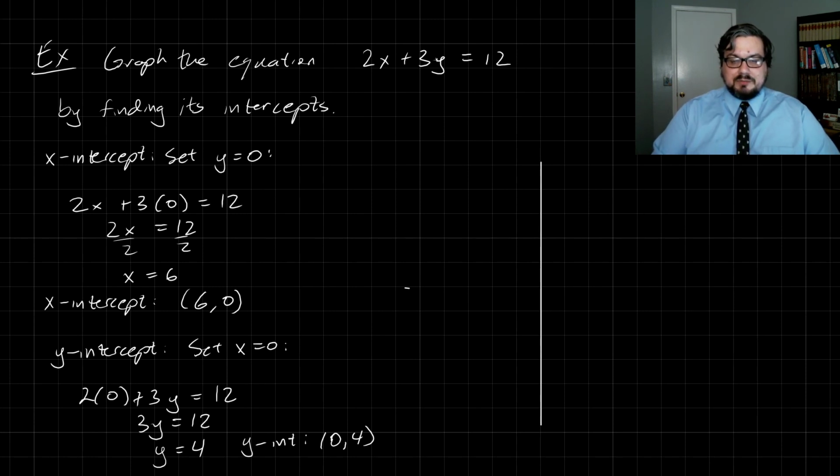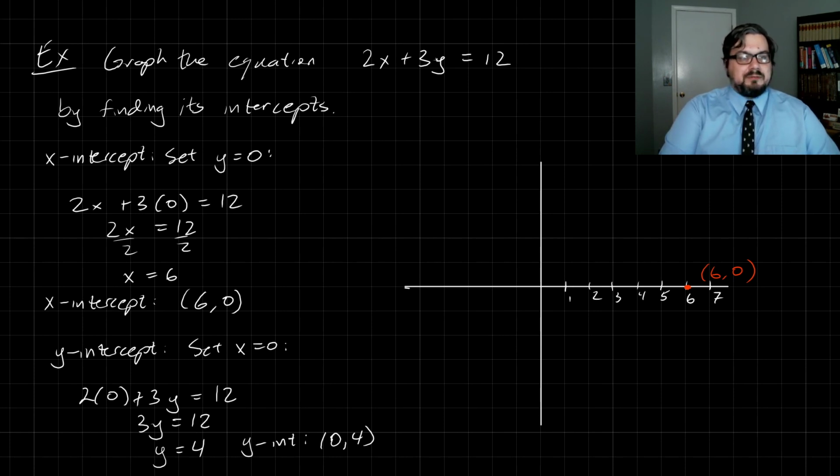So now let's graph this. And let's see, we're going to need 1, 2, 3, 4, 5, 6. And I always like to go one more. So we've got the point 6, comma 0 on the graph. And then we've got the point 1, 2, 3, 4. We have the point 0, comma 4 on the graph.